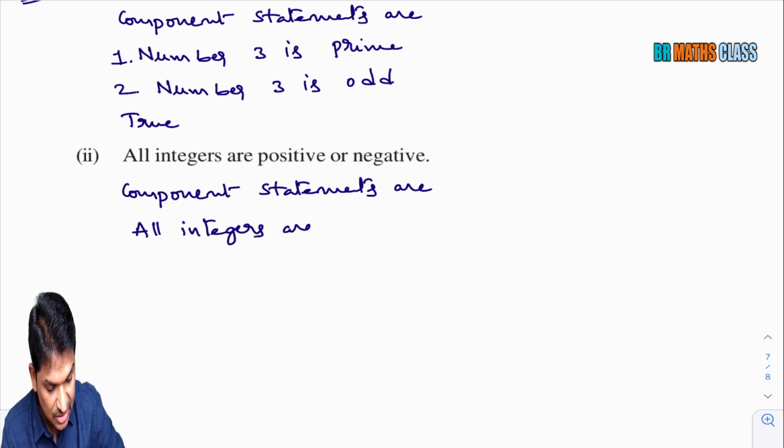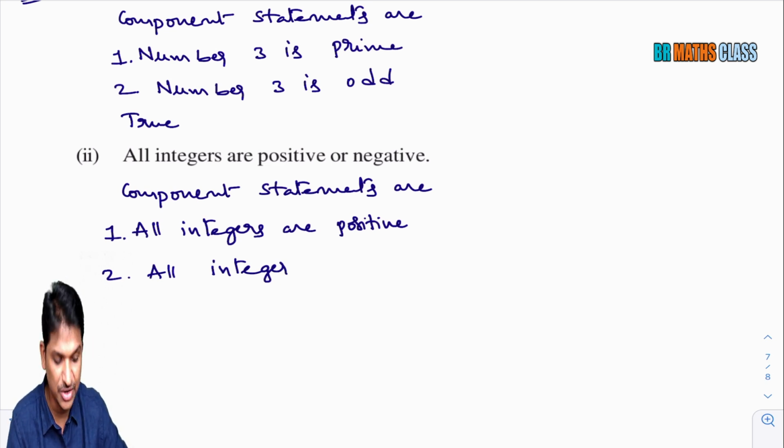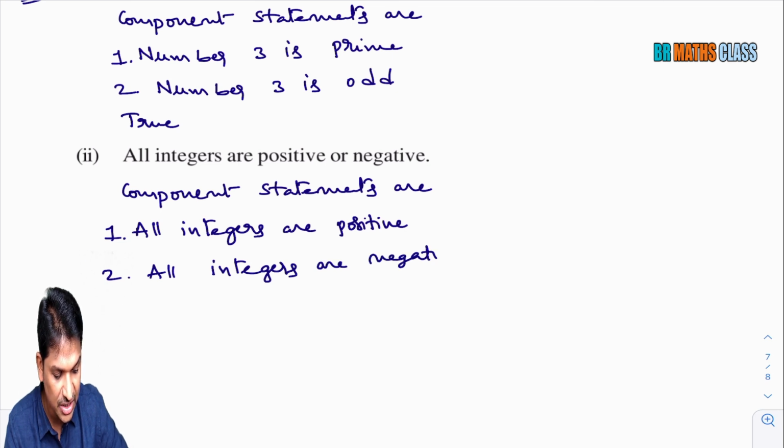All integers are positive. What is the another component statement in this? Second one is all. Don't look for whether the statement is false or true. Just write the component statements. All integers are negative. All integers are positive.